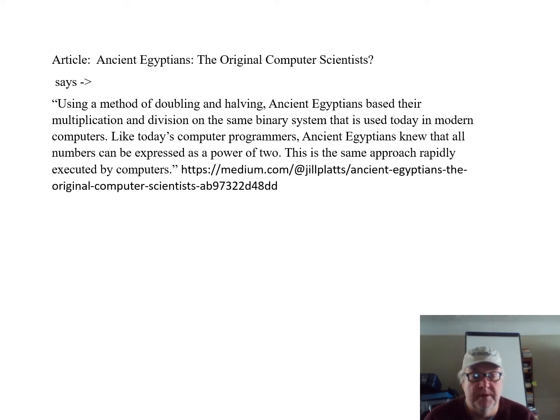And so from this article, it asks the question: were the ancient Egyptians the original computer scientists? It says, using a method of doubling and halving, ancient Egyptians based their multiplication and division on the same binary system that is used today in modern computers. Like today's computer programmers, ancient Egyptians knew that all numbers can be expressed as a sum of powers of 2. This is the same approach rapidly executed by computers.